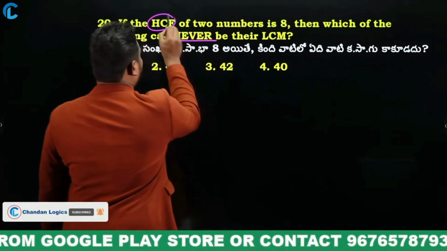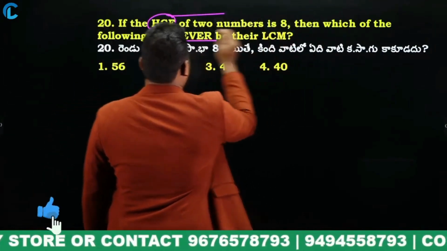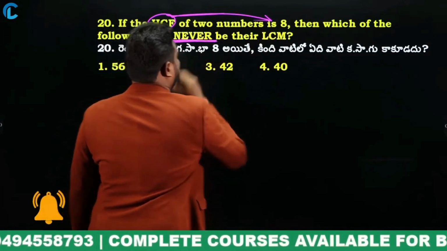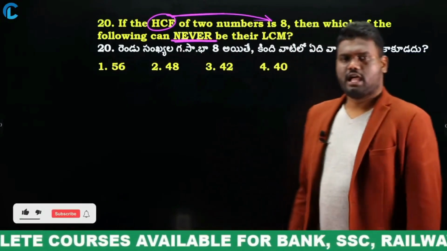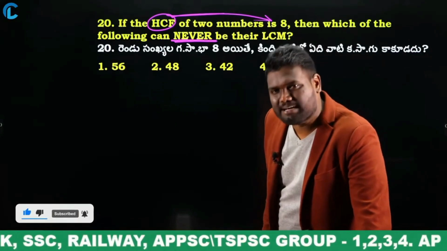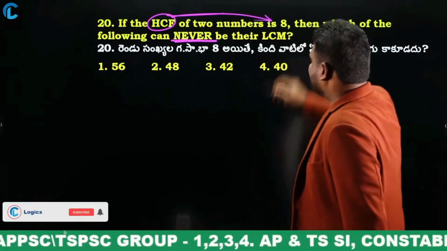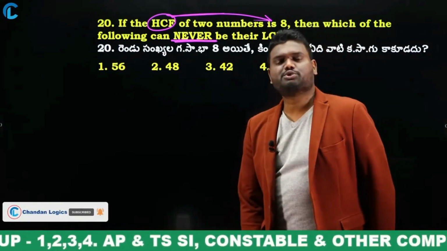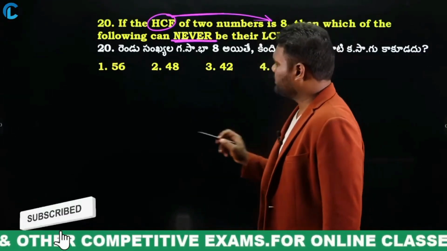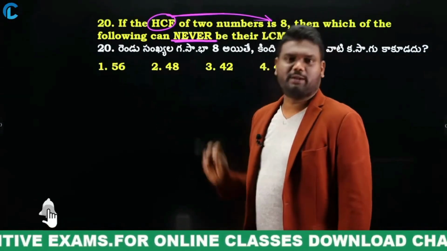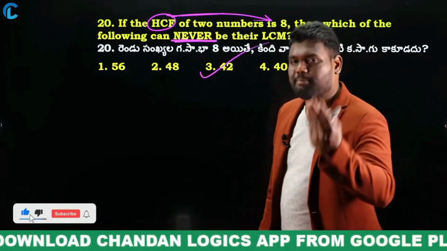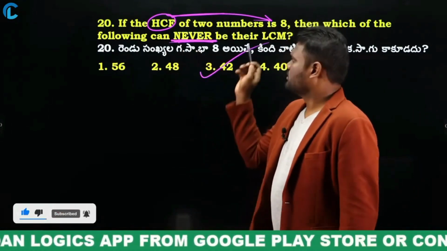Next question. If the HCF of two numbers is 8, then which of the following can never be their LCM? The HCF of two numbers is 8. Now observe carefully. I already told you, LCM means least common multiple. So if HCF is 8, the LCM should be a multiple of 8. Now look, 40 is a multiple of 8, 48 is a multiple of 8, 56 is a multiple of 8, but 42 is not a multiple of 8. So the answer is 42.